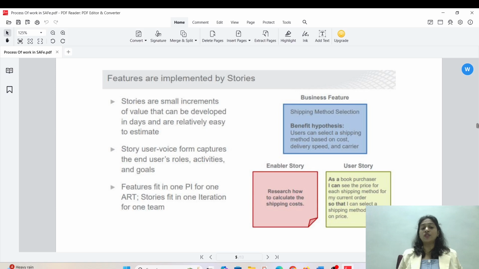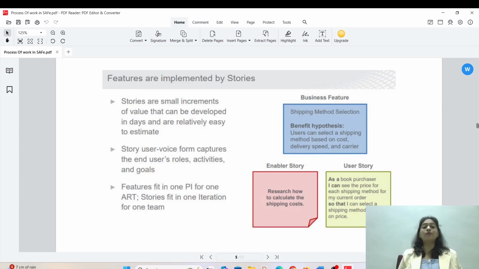The story user voice form captures the end user's roles, activities, and the goal. Features fit in one PI for one ART, stories fit in one iteration for one team. Okay, got the difference, right?